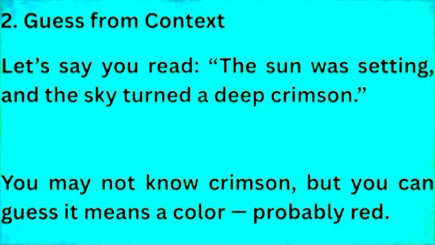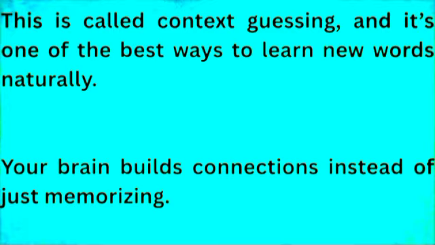2. Guess from context. Let's say you read, "The sun was setting and the sky turned a deep crimson." You may not know crimson, but you can guess it means a color, probably red. This is called context guessing, and it's one of the best ways to learn new words naturally. Your brain builds connections instead of just memorizing.